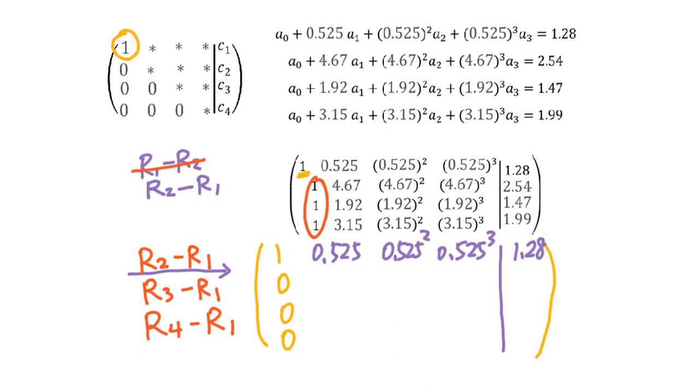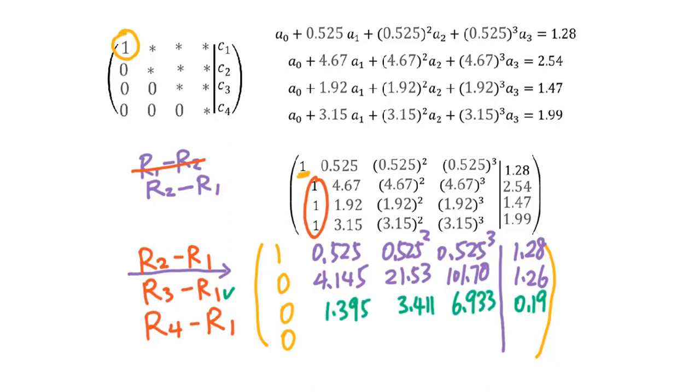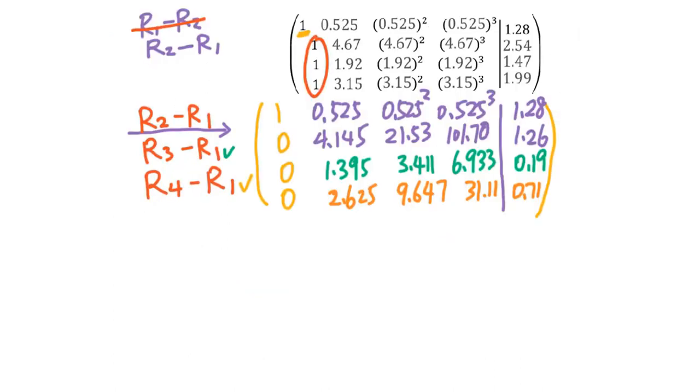Then I will do the operation row 2 minus row 1. So I got this number for the second row. Now let's go to row 3 minus row 1. I got the numbers for the third row. Now let's go to row 4 minus row 1. So I finish the numbers for row 4.